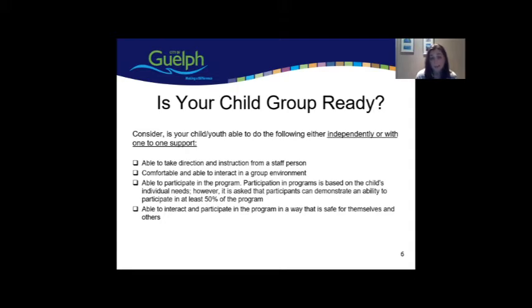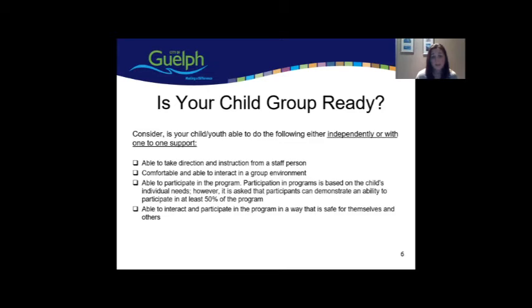Are they comfortable and able to interact in a group environment? And we also look at, are they able to participate in the program? We know that participation varies and participation looks different for every child. But think about, is your child comfortable with participating with at least 50% of the program? And is your child able to interact and participate in the program in a way that's safe for themselves and for others?